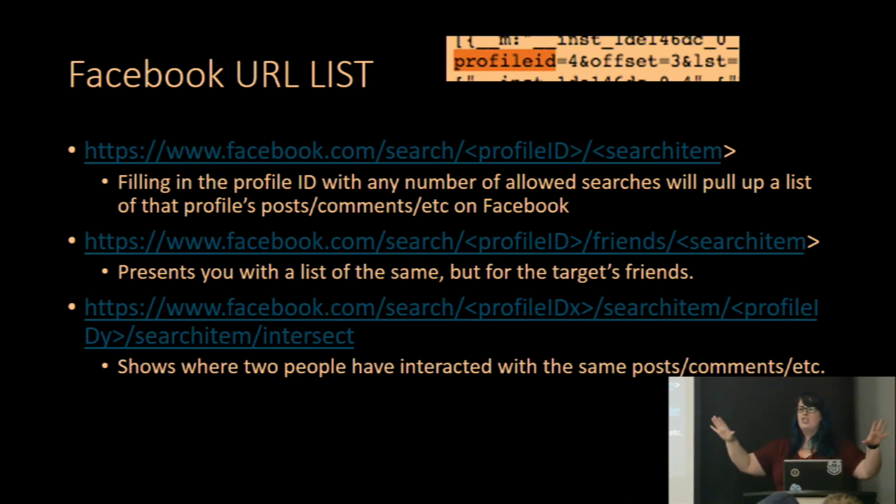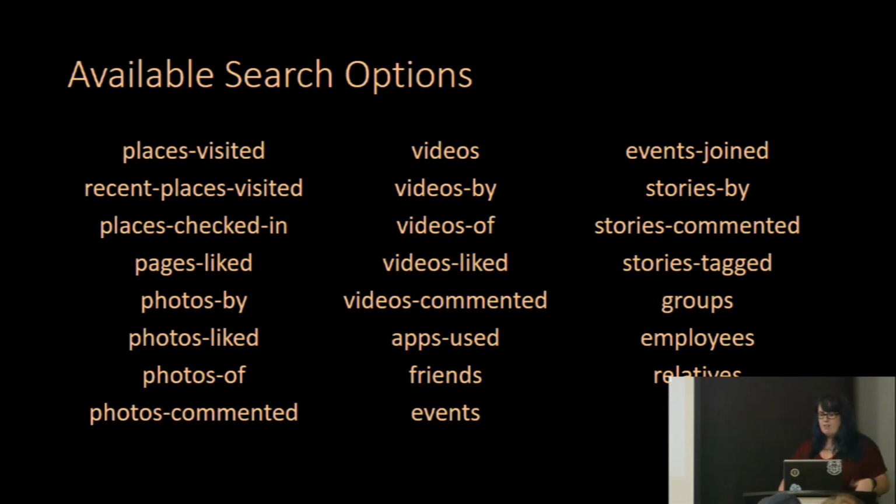Let's look at the pages that they've liked in common. Let's look at the musicians that they have in common, the events that they've been to in common. All of these are things that, if you end up having to resort to social engineering, having that information and knowing that these two people like the same thing, it's going to be useful for you. So these are the URLs, and these are the available search options.